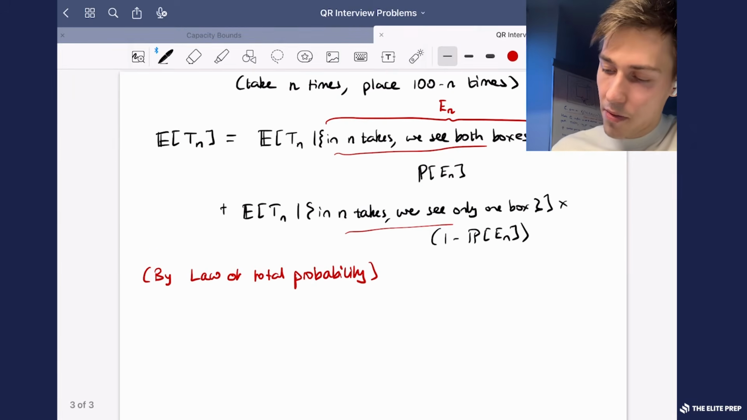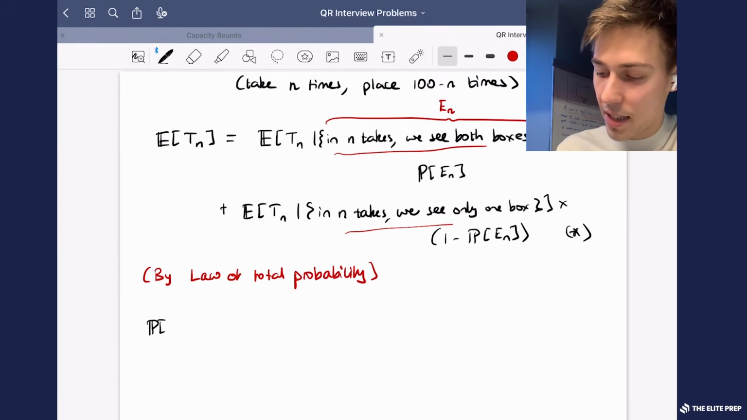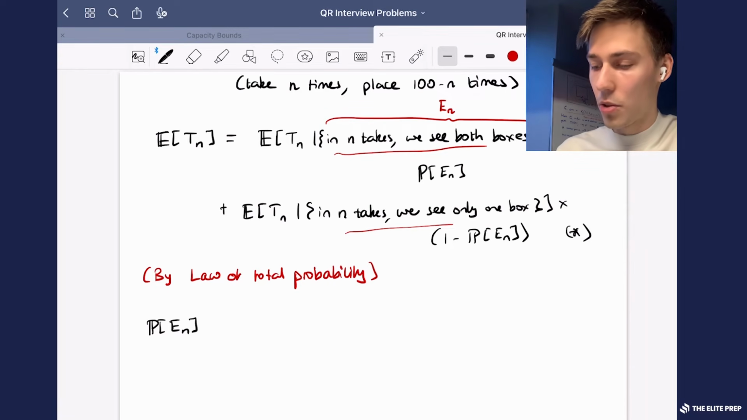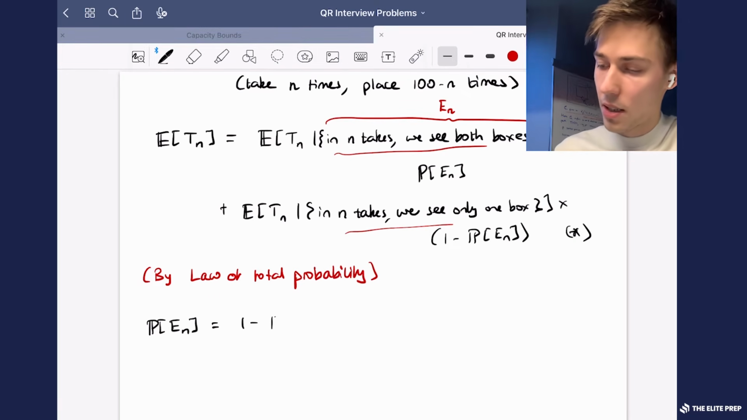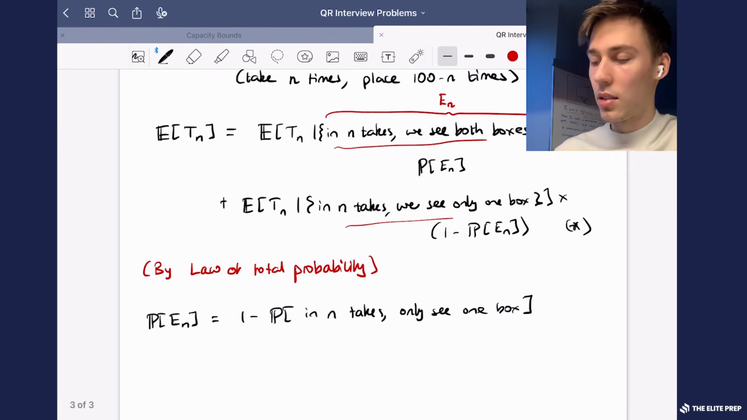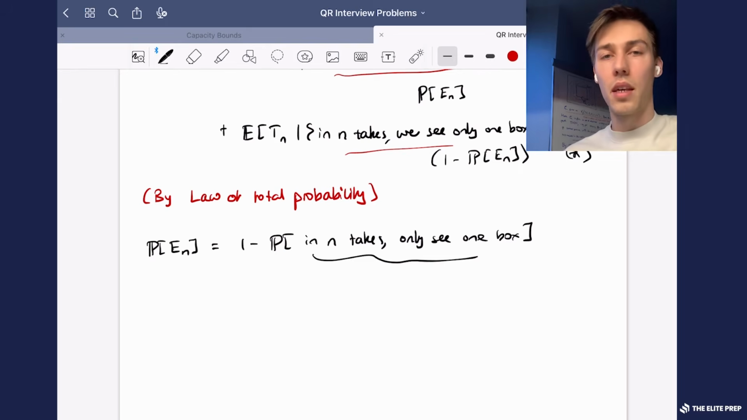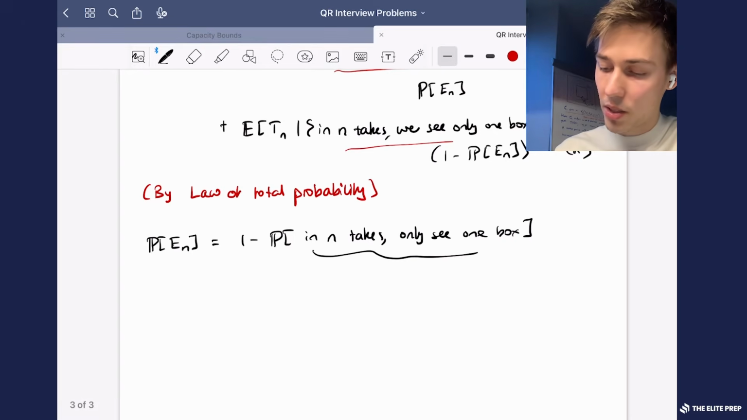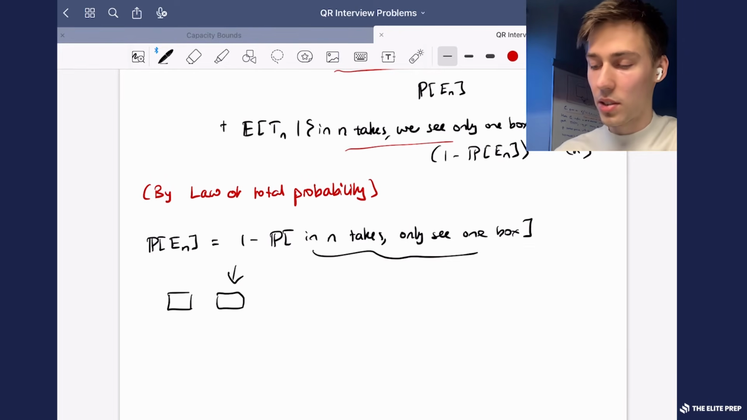Then we have the following. We want to figure out what the probability of En is. So the probability of En is equal to 1 minus the probability that in n takes we only see one box. And to only see one box in n turns of taking boxes, you need to choose either box in the first turn and then keep choosing the same box in all the remaining turns.